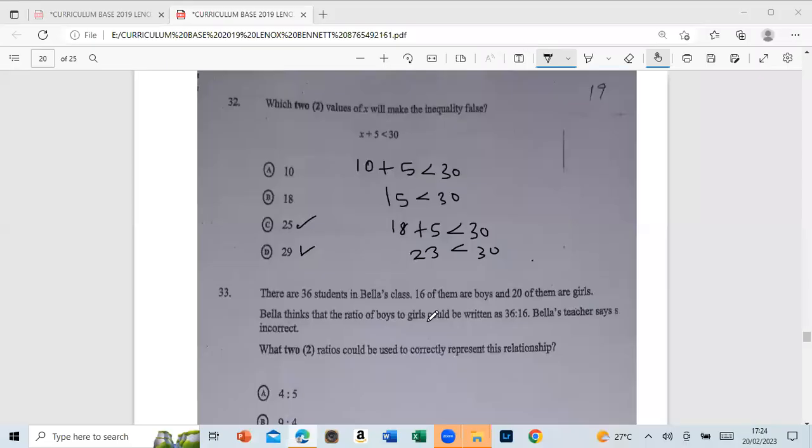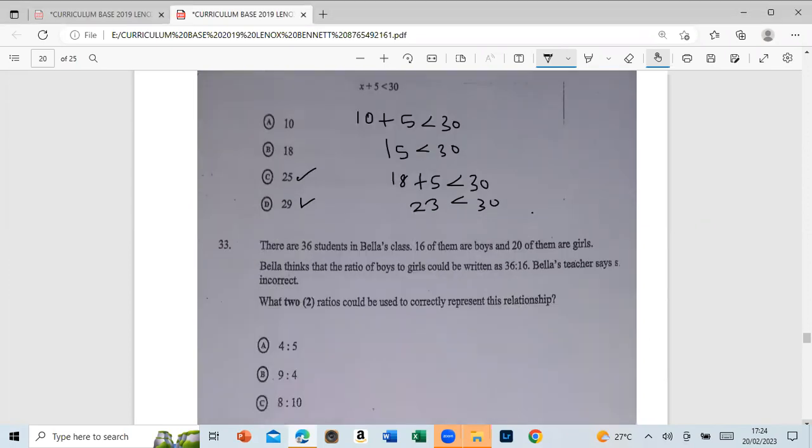There are 36 students in Bella's class. 16 of them are boys and 20 of them are girls. Bella thinks the ratio of boys to girls is 36 to 16. Bella's teacher says it's incorrect. Which two ratios could be used to correctly represent the relationship? I'm going to see if we can find the relation. So 16 boys. I'm going to put boys at the front. To girls. Alright. So we have 16 to 20.